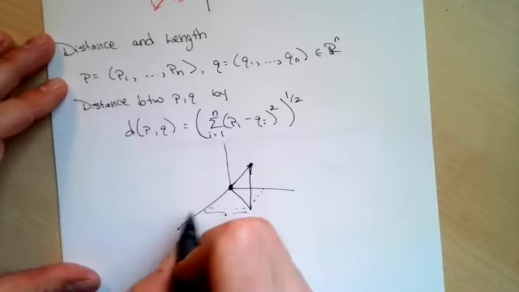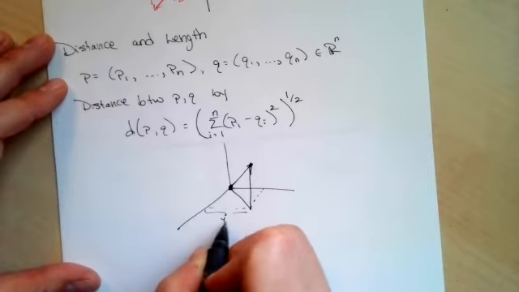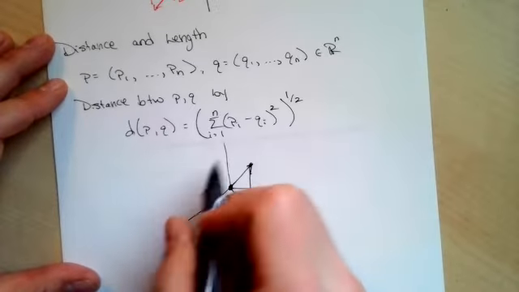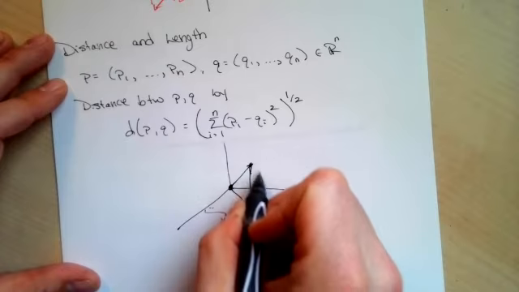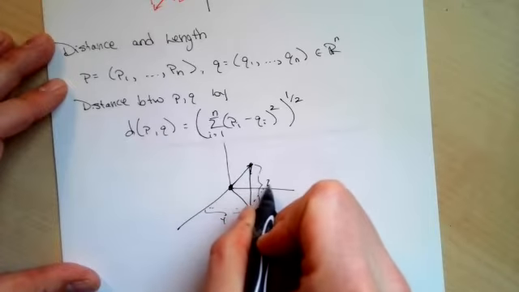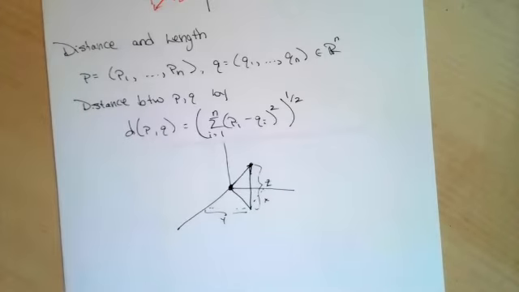And then it's going to have its change in y, its change in x, and then the vertical component, the change in z. And so it'll give us x squared plus y squared plus z squared.